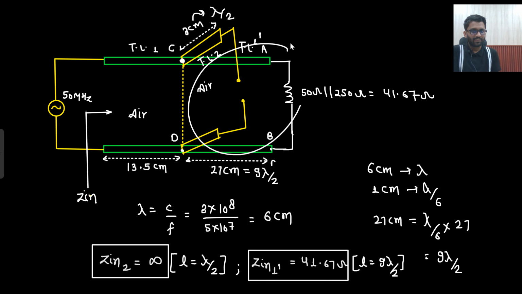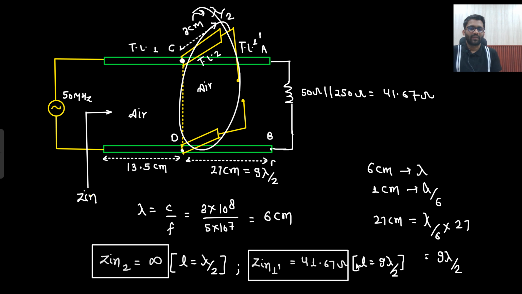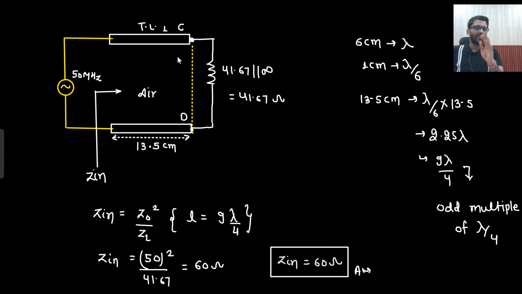Then this part of line is there and this part of line is there. What did I get to know from there? That this length is 27 centimeter. First I got the value of lambda. So this is a multiple of lambda by 2. If that is a multiple of lambda by 2, then directly it will be copied, and this is also lambda by 2 only, so directly it will be copied. So 41.67 parallel with infinity will be 41.67 only. Now the circuit is reduced like this. Now this 13.5 is an odd multiple of lambda by 4. So from there I got to know that it will be Z0 square by ZL. So 60 ohm is the correct answer. Is that clear to you? Okay, in that manner, if you have the patience, you will be able to solve these kinds of problems very easily.